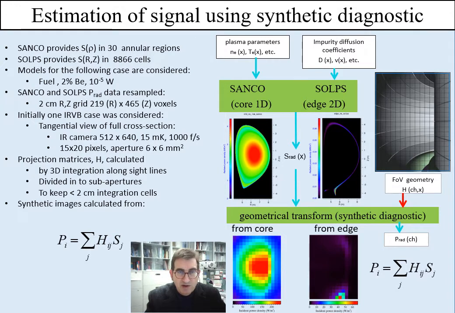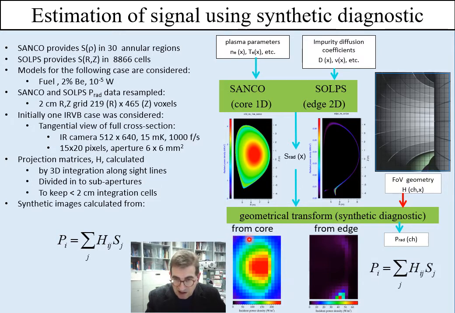In the previous slide, I showed an equation used to give a rough estimate of the signal at the imaging bolometer foil, but we can derive a more detailed estimate by using the Sanko and SOL-PS models and developing a synthetic diagnostic. So we calculate the projection matrix based on the plasma grid geometry and the pinhole camera geometry, and then by multiplying that projection matrix by the radiation model data, we can get synthetic data and a synthetic image.